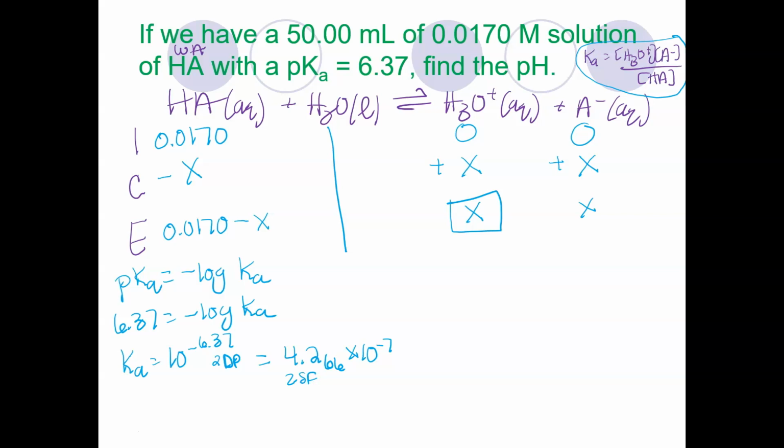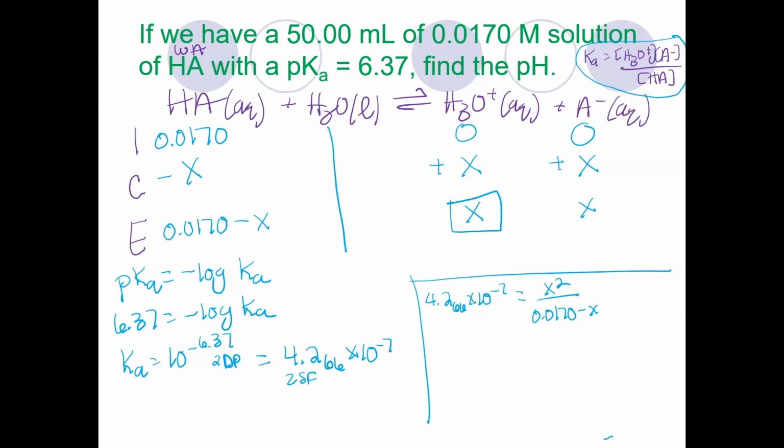Okay, so what I'm going to do now is take that Ka number and my equilibrium, and plop them in over here. So I'm going to say 4.266 times 10 to the negative 7th is equal to x times x, so I'm going to write x squared, over 0.0170 minus x. So we look at this, we have to solve for x, so we need to think, can I do the shortcut? Do you remember what the rule is on the shortcut?